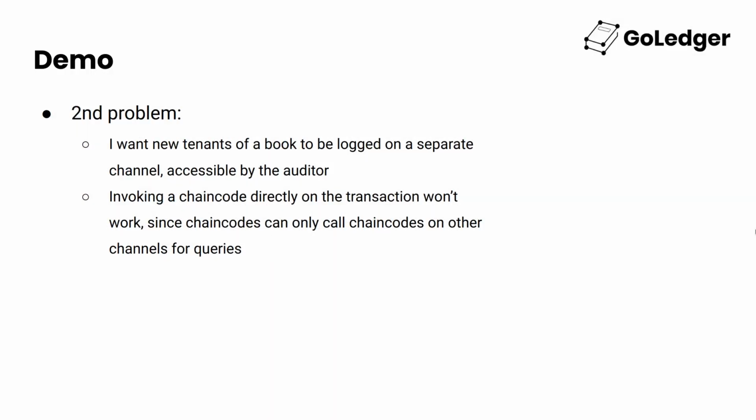Now, with the first issue solved, I have a second one, in which I want all updates of tenants on books to be logged on a chaincode on a separate channel, accessible by the auditor. And while I'm technically able to directly invoke another chaincode for a transaction, the chaincode cannot write on the ledger if it is on a different channel. So to solve this issue, I can use the CC-Tools events.